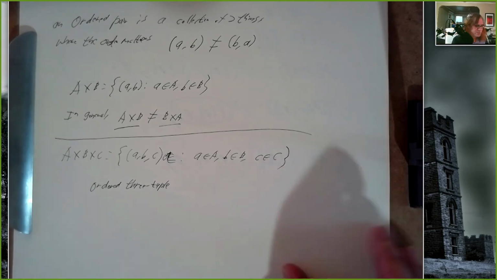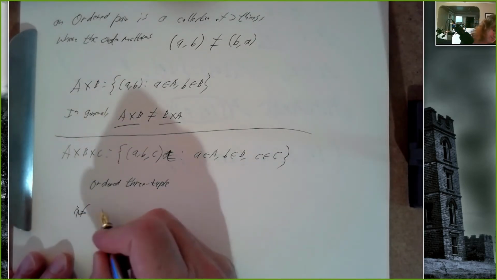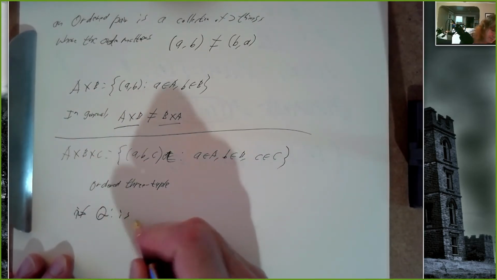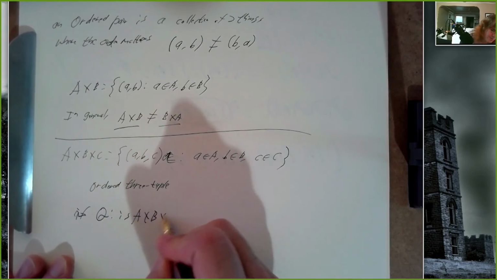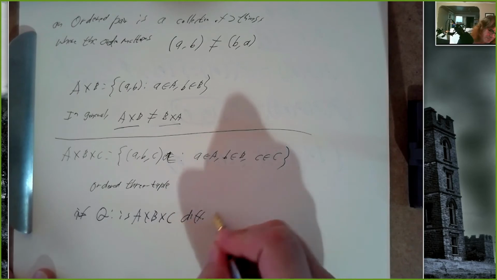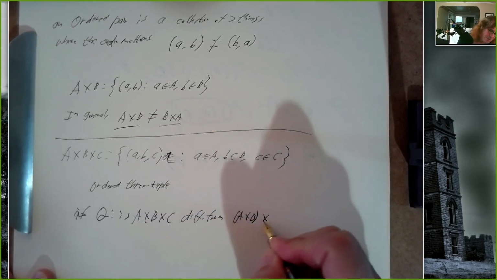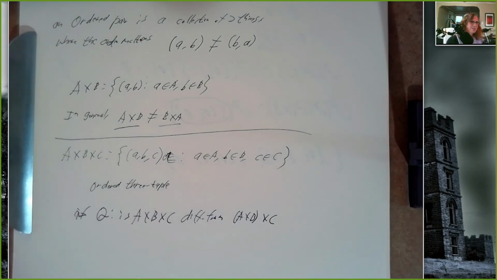Okay, and so here's an interesting question someone just asked. Is A cross B cross C different from A cross B in parentheses cross C? Technically, yes.